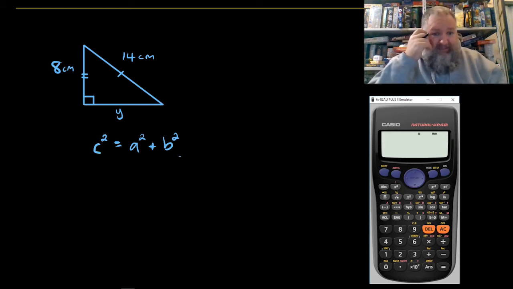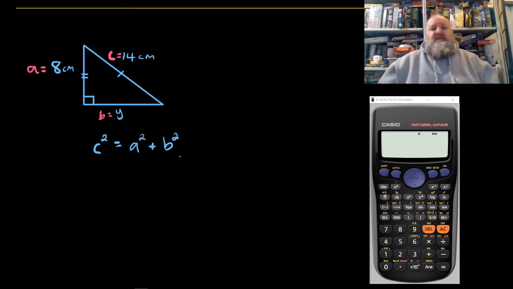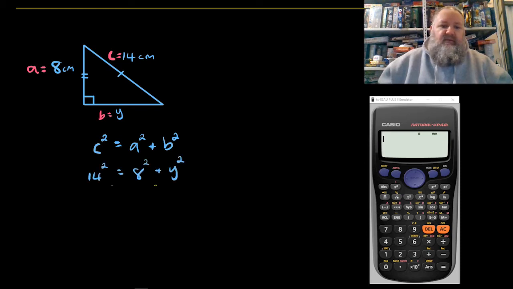Okay, so I'm going to then substitute in the values that I have. I know that the longest side is going to be my C value. I know C is that. I'm going to call this A, that'll be fine, which means that our B value really is this Y value. So let's substitute in the numbers that I've actually got. I'm going to substitute in 14 squared is equal to 8 squared plus something squared.